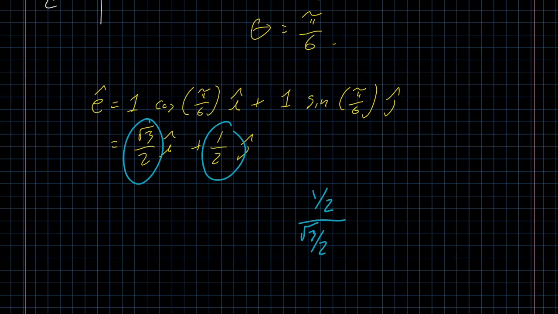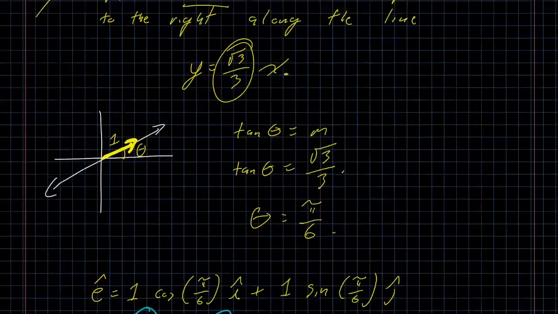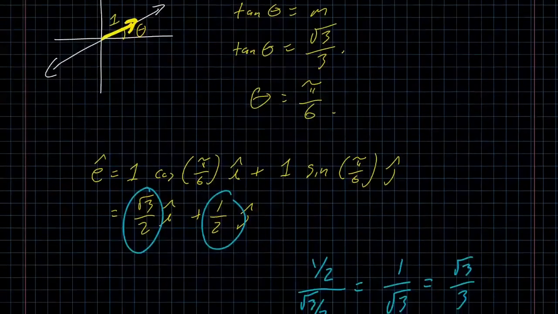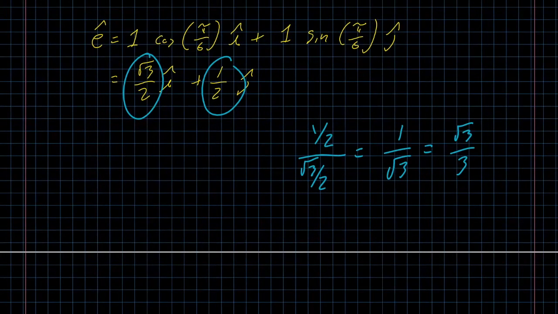Well, it's pretty obvious. You can multiply top and bottom by 2 to clear out the complex fraction, and then you have 1 over the square root of 3. And then you can rationalize by multiplying top and bottom by root 3, and you get square root of 3 over 3. Square root of 3 over 3, that was the slope of the line that I started with. That's not a coincidence.